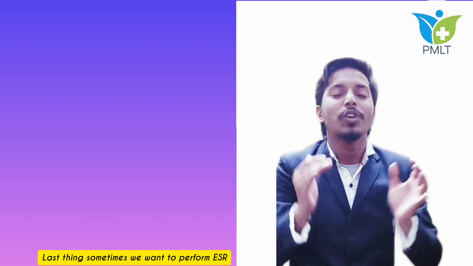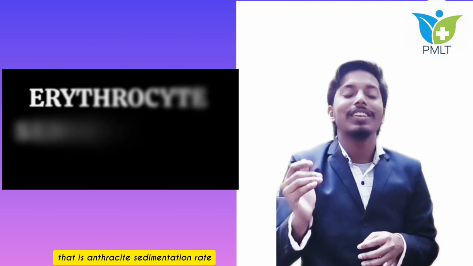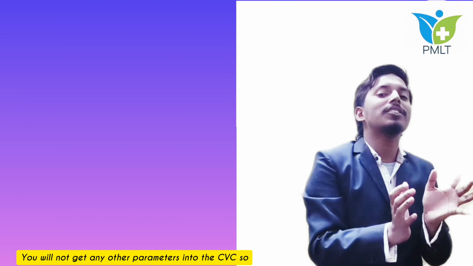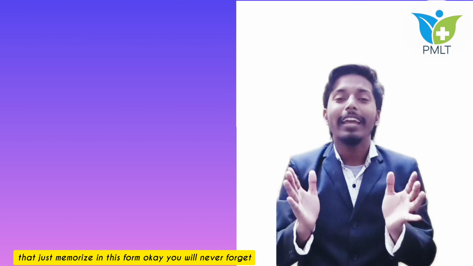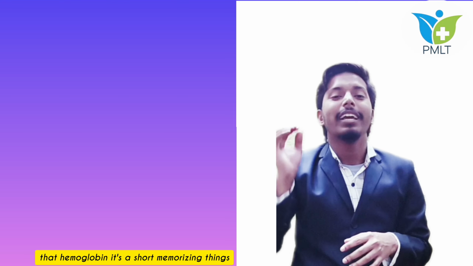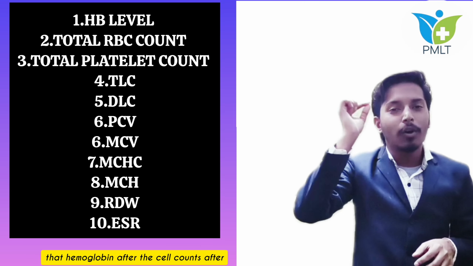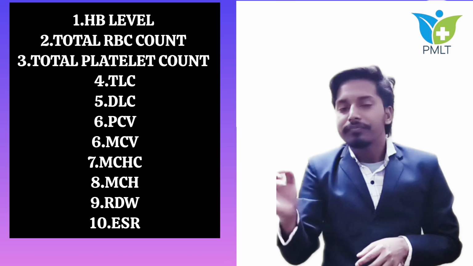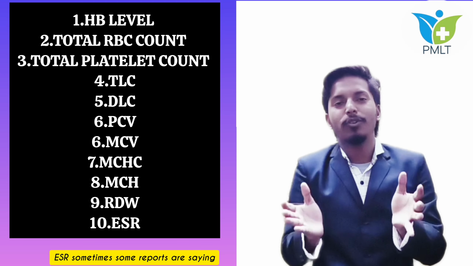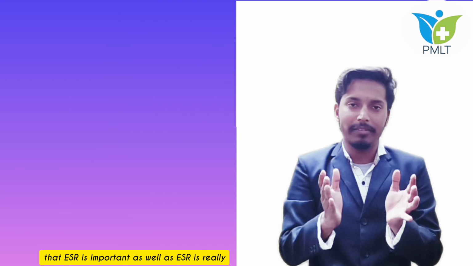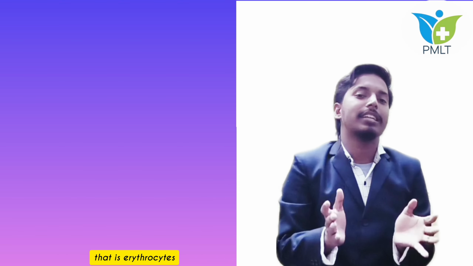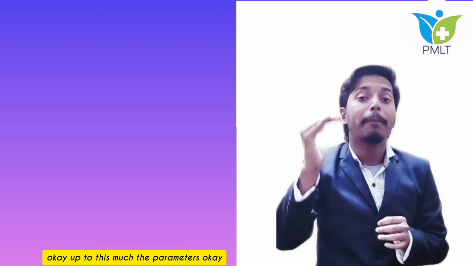Last thing, sometimes we want to perform ESR, that is erythrocyte sedimentation rate. You will not get any other parameters in the CBC. So keep in mind and just memorize in this form, and you will never forget. Firstly, hemoglobin, then the cell counts, then the red cell indices, and the last one is the ESR. Some reports give the ESR, some reports do not give ESR, that is erythrocyte sedimentation rate. Okay, up to this much are the parameters.